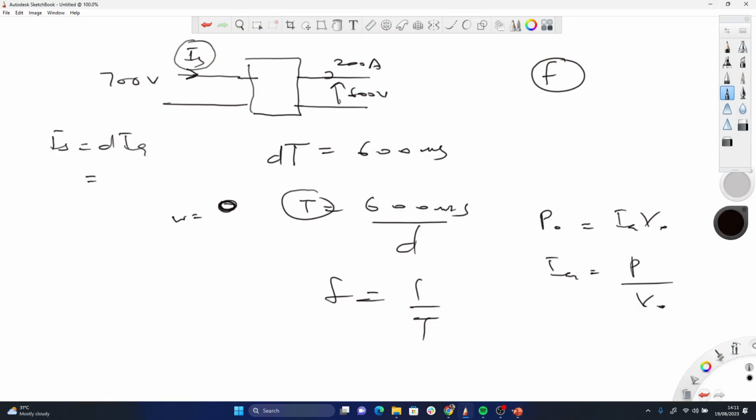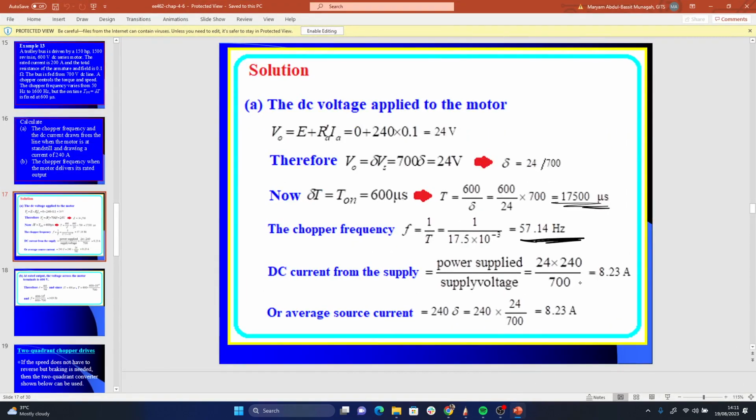This part, I'm coming in. This part is this one. Over the supply, the average source current is what? IA, right? So the IA is what? IA is 240, right? Times delta, so that's it. So let's use this method here. This one is simpler.